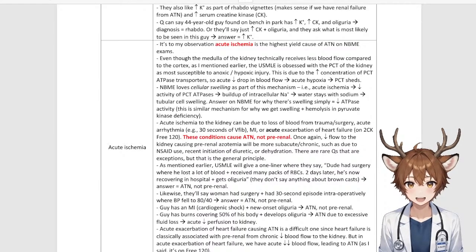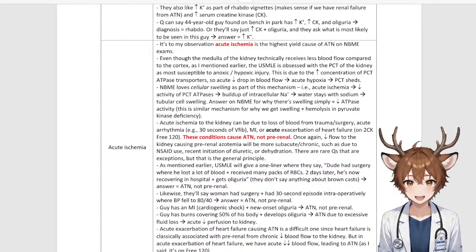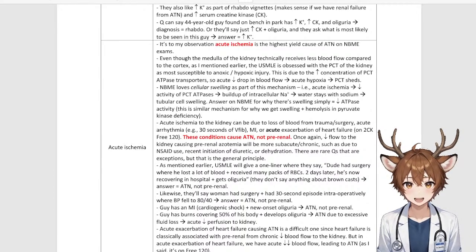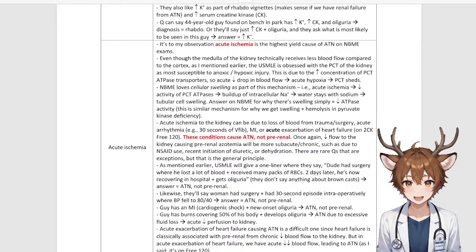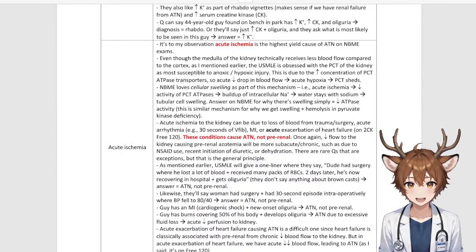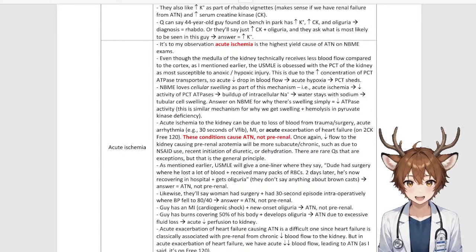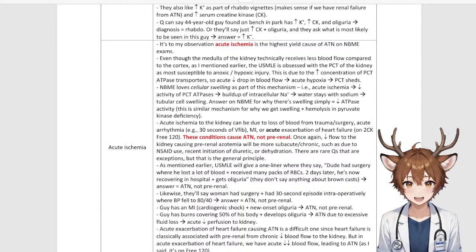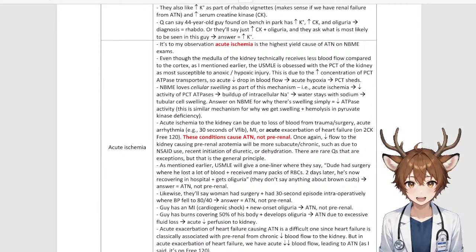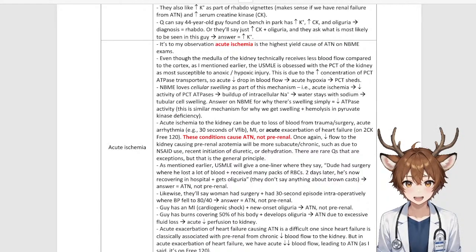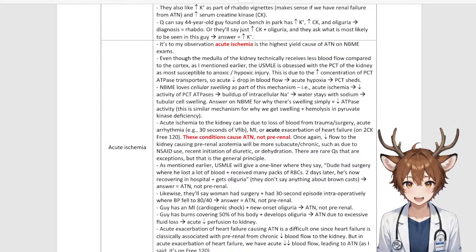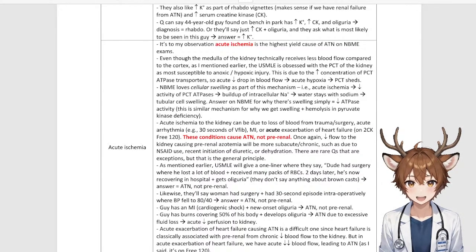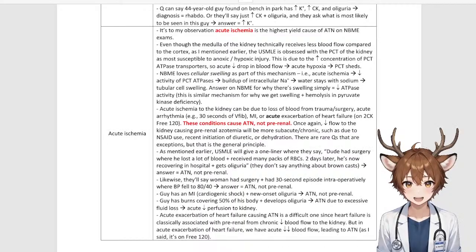Guy has an MI, cardiogenic shock, new onset oliguria, which leads to ATN, not prerenal. Guy has burns covering 50% of his body plus develops oliguria, that's ATN due to excessive fluid loss, acute decrease in perfusion to kidney. Acute exacerbations of heart failure causing ATN is a difficult one since heart failure is classically associated with prerenal from chronic decrease in blood flow to the kidney. But in acute exacerbation of heart failure, we have an acute significant decline in blood flow leading to ATN. As I've said, it's on Free 120.